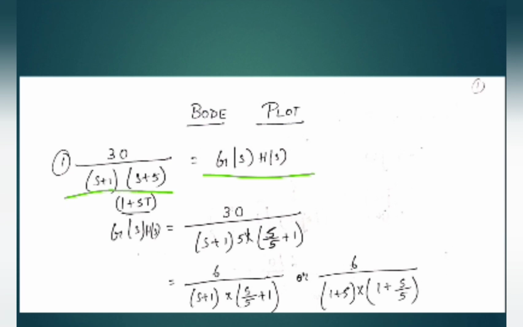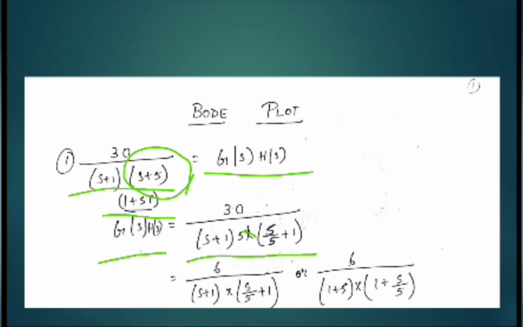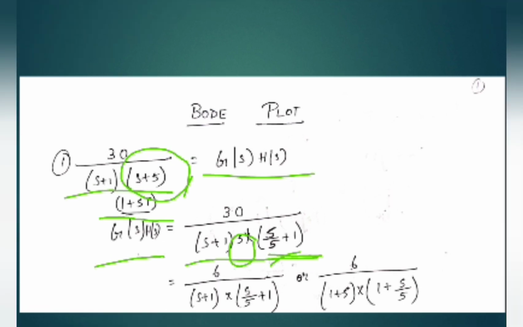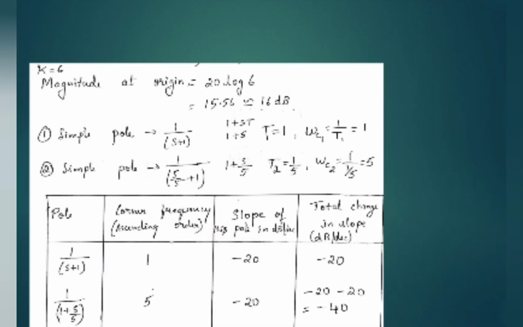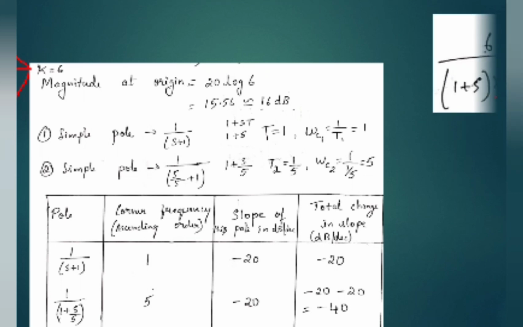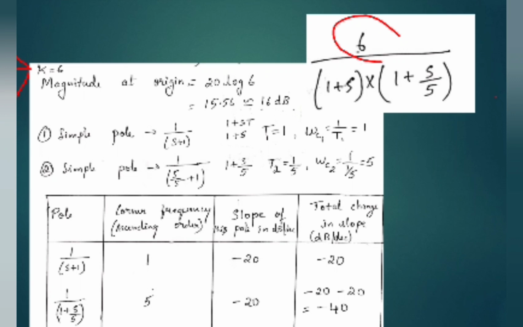The first step is rearranging the terms to get the terms in standard format of 1 plus s into t. So g of s into h of s will be equal to 30 divided by s plus 1, and the second term you can check, this is s plus 5. So take 5 common, and rewrite the equation as s by 5 plus 1. In the numerator we have the value of k as 6. Now let's see the equation. So this is the value of k. In the denominator we have 1 plus s and 1 plus s divided by 5.